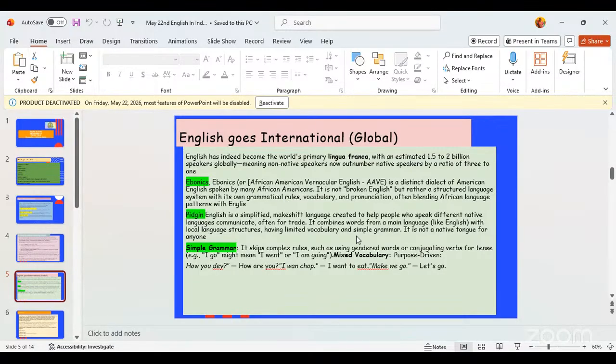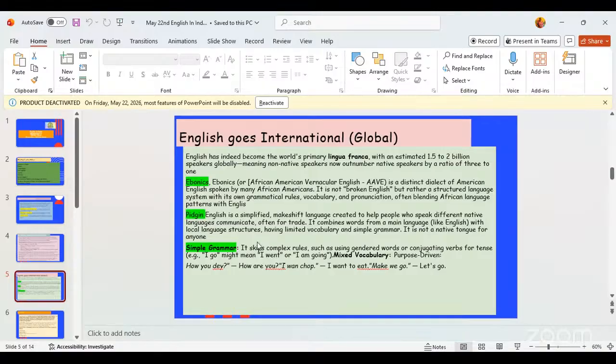It is not broken English, but rather a structured English system with its own grammatical rules, vocabulary, and pronunciation, often blending African language patterns with English. Pidgin English is a simplified, makeshift language that's created to help people who speak different native languages to communicate.